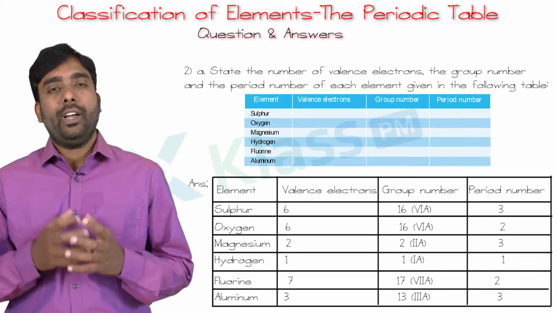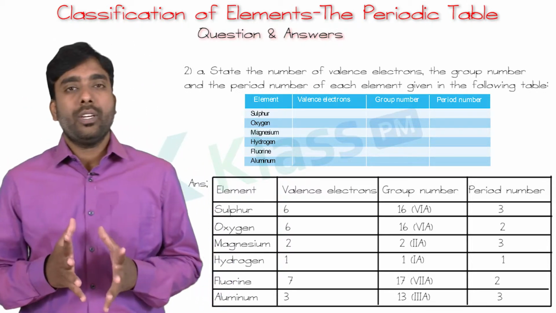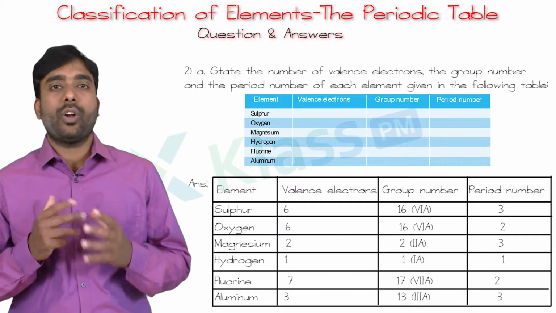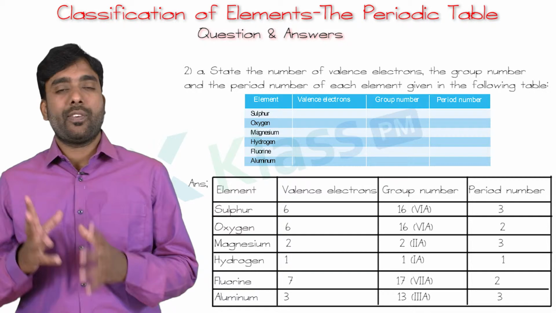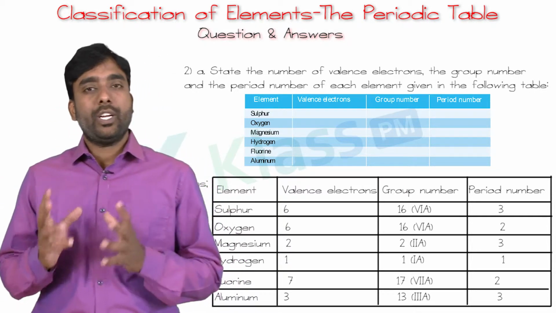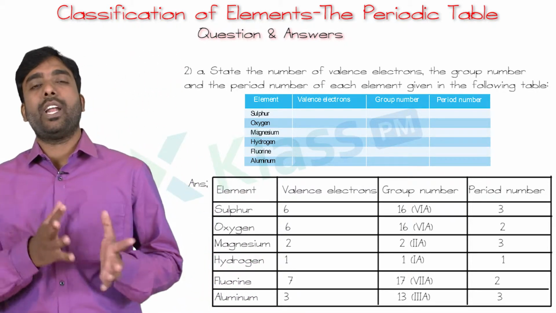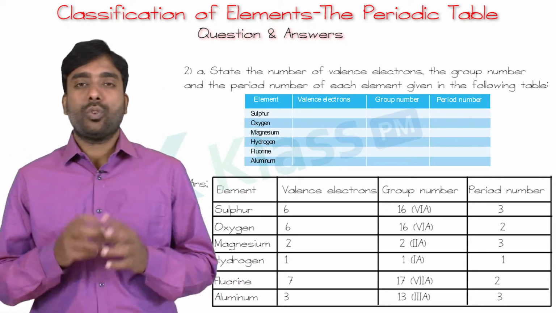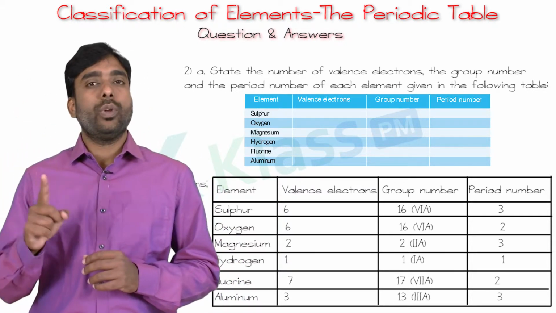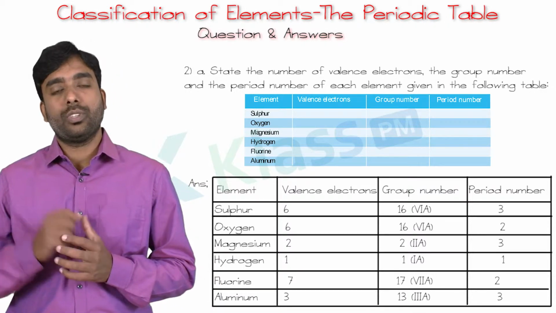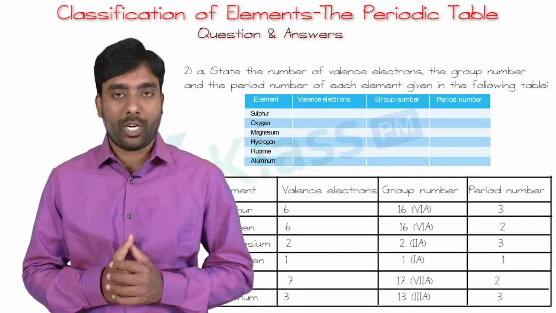Fluorine, its atomic number is 9. Its electronic configuration is 1s2 2s2 2p5. So there are 7 electrons in its valence shell, and which group does it belong to? The number of valence electrons is 7, 10 plus 7 is 17, so it belongs to the 17th group. And next, the period number. In 1s2 2s2 2p5, the valence principal shell is n equal to 2, that's why it belongs to the second period.